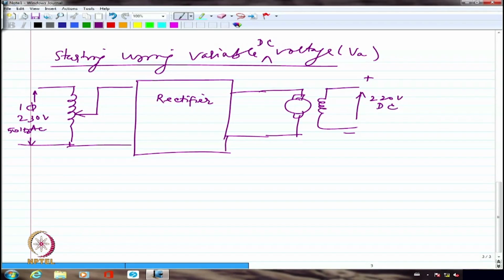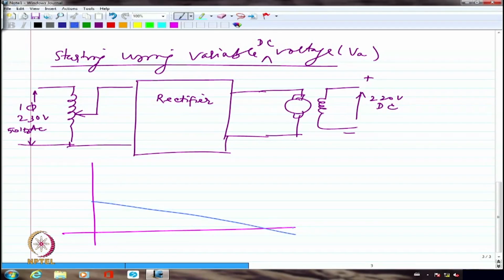Under this condition, I can initially start off with a very small amount of voltage. So let us say this is my characteristic that I am trying to draw. This is going to be the voltage that I apply, and this is the maximum current that can be withstood by the DC motor, because the torque and current are indirectly, proportionally related to each other.